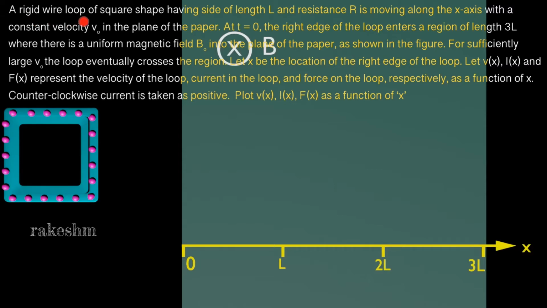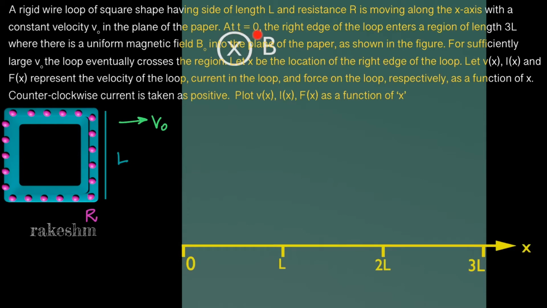A rigid wire loop of square shape has side of length L and resistance capital R. You can see here this is a rigid wire loop of square shape with side length L and resistance R. I have drawn it a little thick so that it is easy for you to visualize. This wire loop is moving along the x-axis with a constant velocity v0 in the plane of the paper.